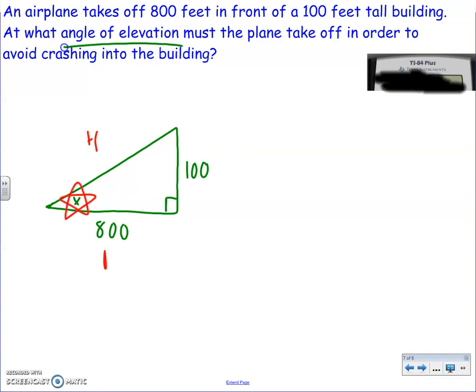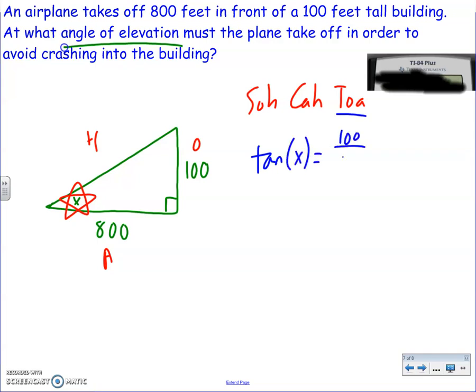Here's HAO. Out of SOHCAHTOA, which one do we want? We have O and A, so we have to use TOA. All right, so it's going to be tangent of x equals O over A. Get rid of tangent by doing arctan, so tan inverse both sides.